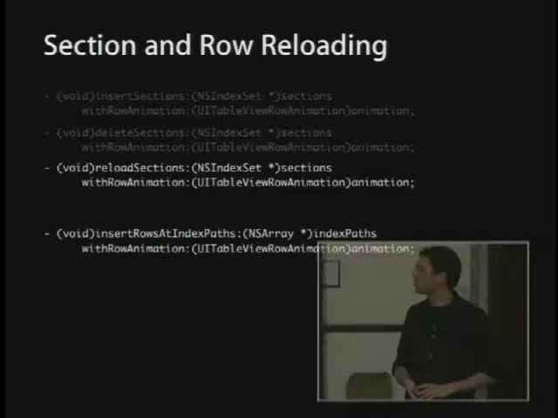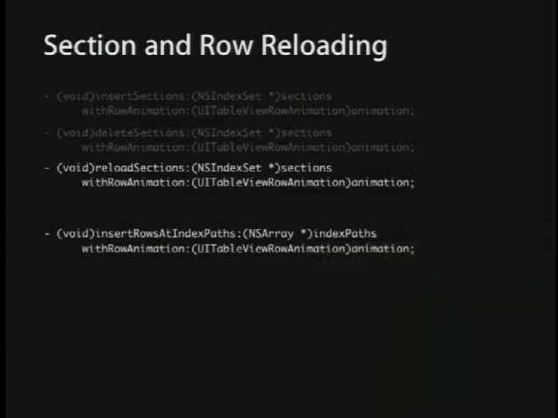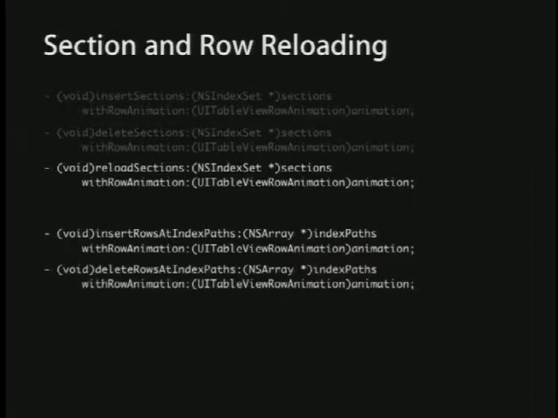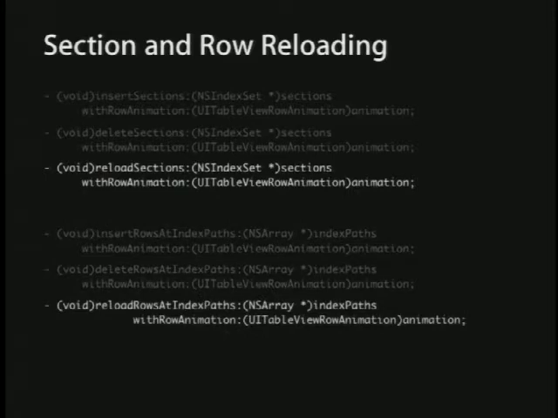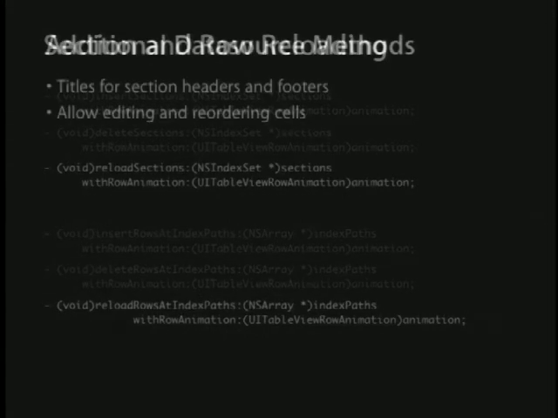Similarly, we have the same thing for particular rows. There's insertRows atIndexPaths, which takes an NSArray of NSIndexPaths to be inserted. deleteRows atIndexPaths to delete particular ones, and then reloadRows for reloading an array of index paths.